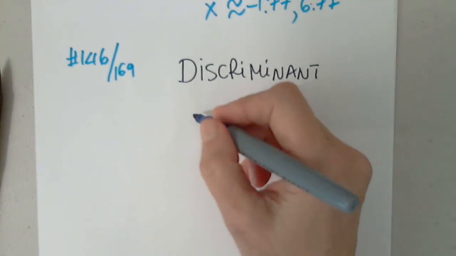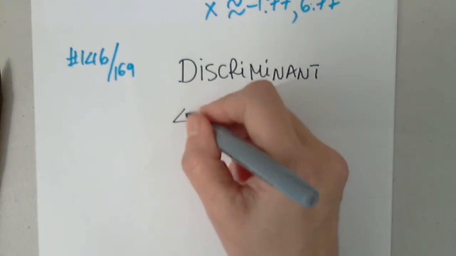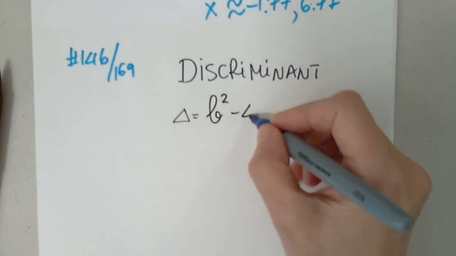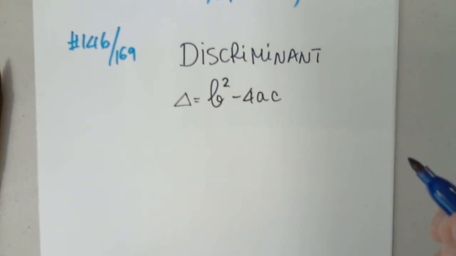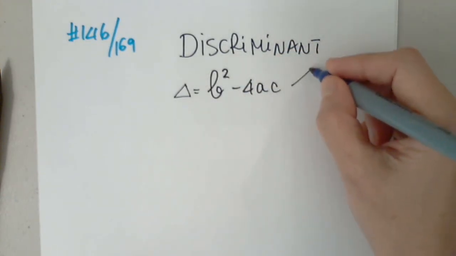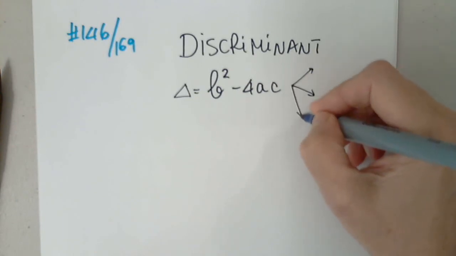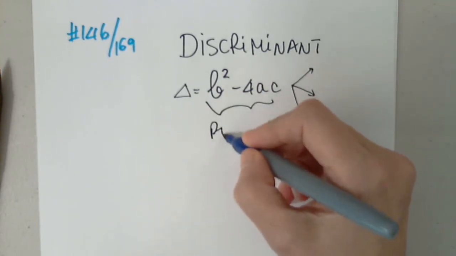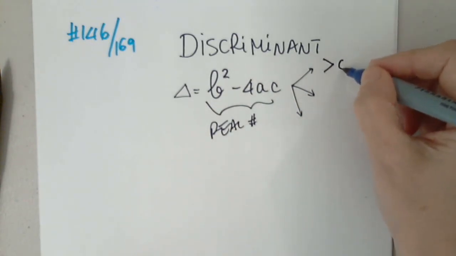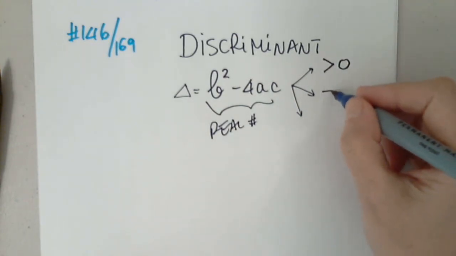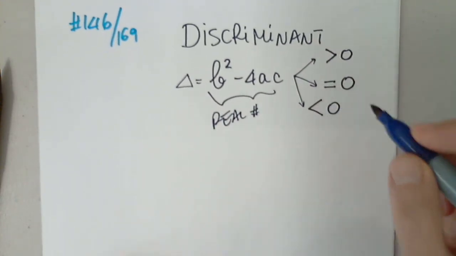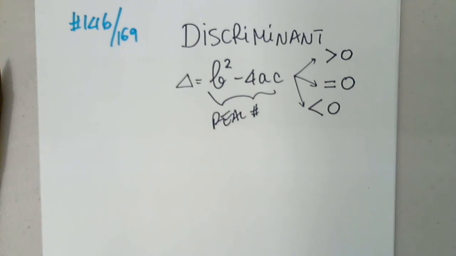The discriminant is normally denoted by delta. That's not important. It is b squared minus 4ac. When you compute this, there are 3 possibilities, because this is a real number. It can be a number that is positive, it can be 0, and it can be a number that is less than 0. These are the only possibilities.